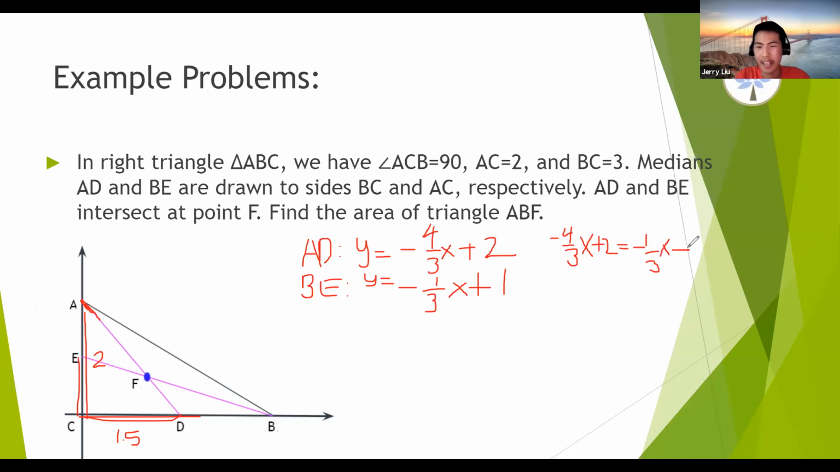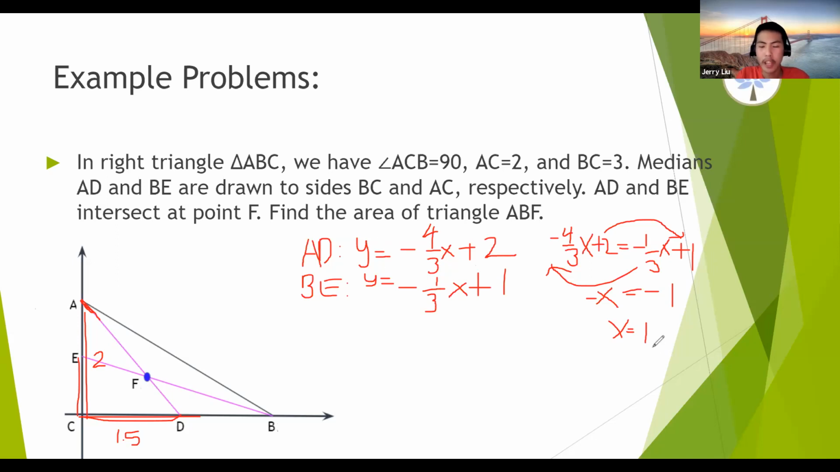Sorry for the bad handwriting, but we can just move -1/3 to here and 1 here, or you can do it the other way around. You can do 4/3, it doesn't matter. But in this case, we get -x because -4/3 plus 1/3 is equal to -3/3. So that's the same thing as -1. This is equal to 1 minus 2. What's 1 minus 2? That's obviously -1. So we have -x is equal to -1. So we know that x is equal to 1.